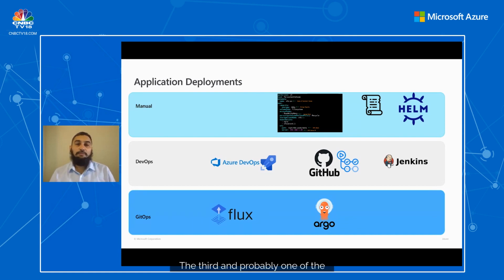The third, and probably one of the newer ways of deploying your applications, is this concept of GitOps. With GitOps, there's an agent or tool inside of your cluster, and it keeps checking for changes in the container registry. And as soon as it finds one, it automatically starts the deployment for you. That means you're not even worried about triggering those pipelines. It's a complete end-to-end automated solution. We do have Flux and Argo CD that we've seen customers use. But again, the choice is entirely yours.